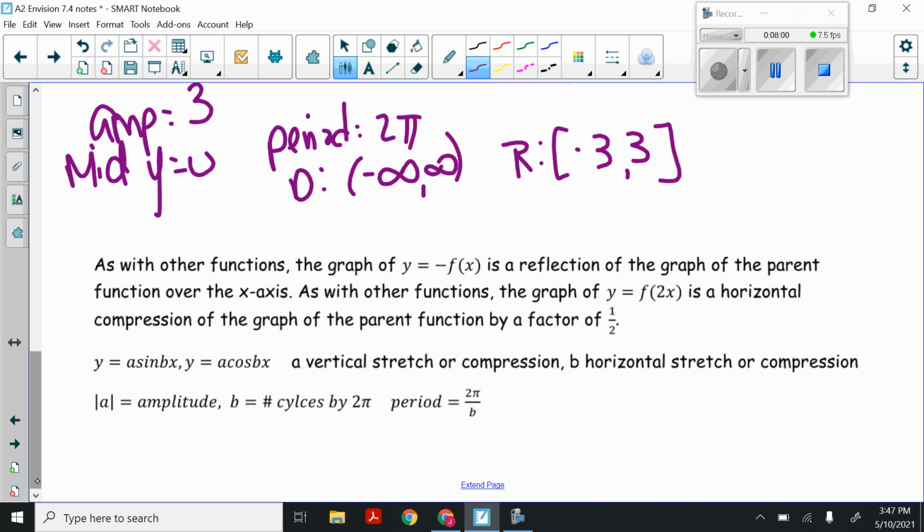It tells us, as with other functions, the graph of y equals negative f of x is a reflection of the graph of the parent function over the x-axis. As with other functions, the graph of y equals f of 2 times x is going to be a horizontal compression of the graph of the parent function by a factor of 1/2. So y equals a times sine of bx, y equals a times the cosine of bx. A is going to either be a vertical stretch or compression. B is a horizontal stretch or compression. The absolute value of a is our amplitude. B is equal to the number of cycles in 2 pi. So we can use this formula, the period equals 2 pi over b, to find the period of any of these functions. Okay. So let's try that.